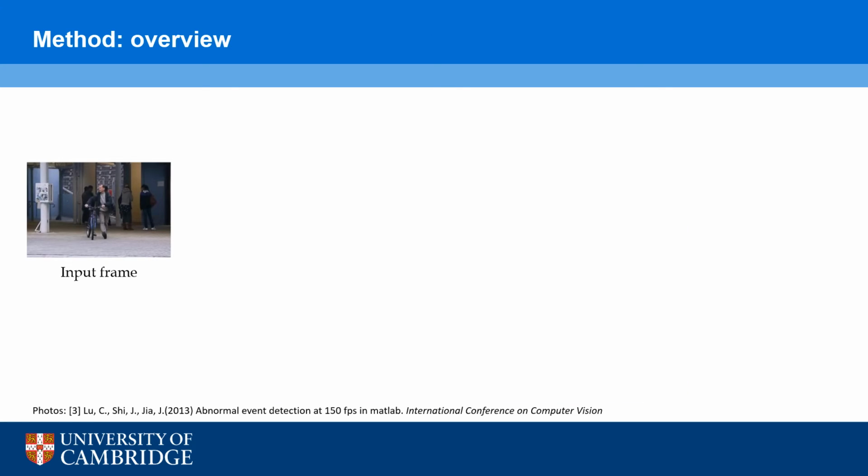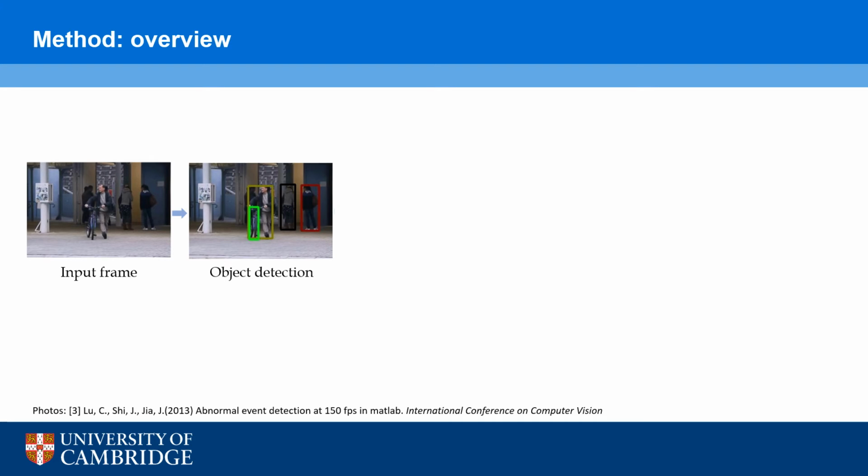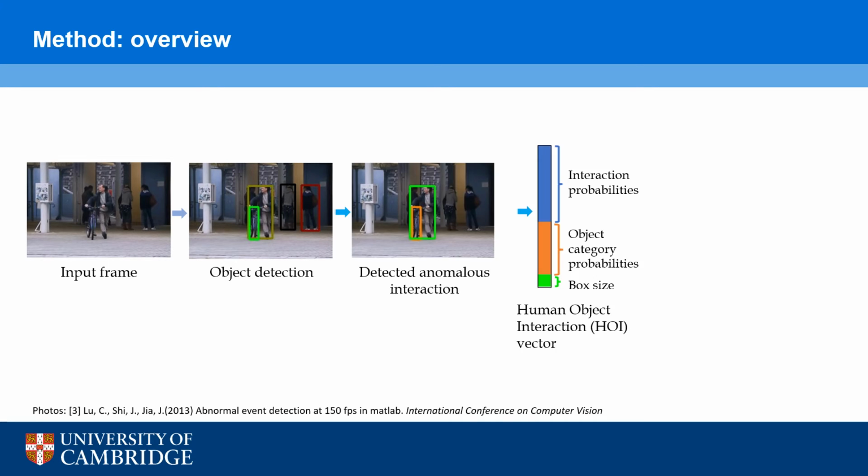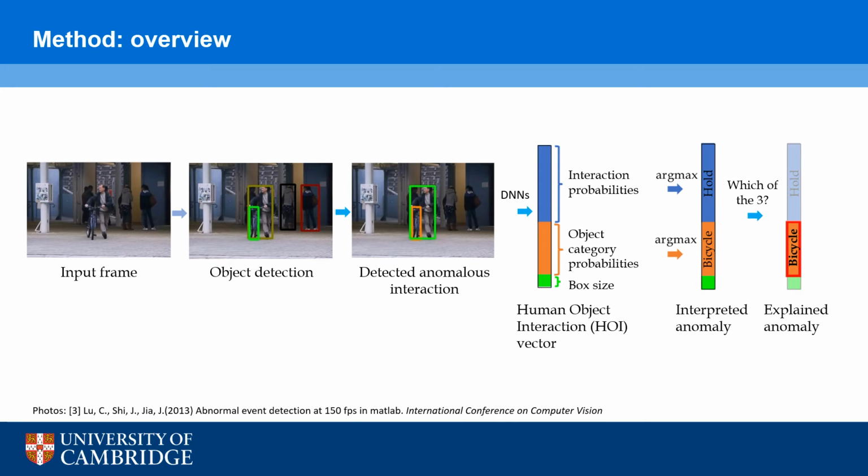To detect and explain anomalies, we take an input frame, detect all objects in the scene, and detect anomalies by building a human-object interaction vector for each pair of objects in the scene. The HOI vector is inferred using deep neural networks, and for more details, please refer to our paper. We can then interpret the anomaly by direct inspection of the HOI vector. We can also explain the anomaly by identifying which of the three parts of the HOI vector was anomalous. Was it the interaction, the object, or the location? In this case, it is a bicycle, the object, because we have not seen any bicycles in normal training videos.